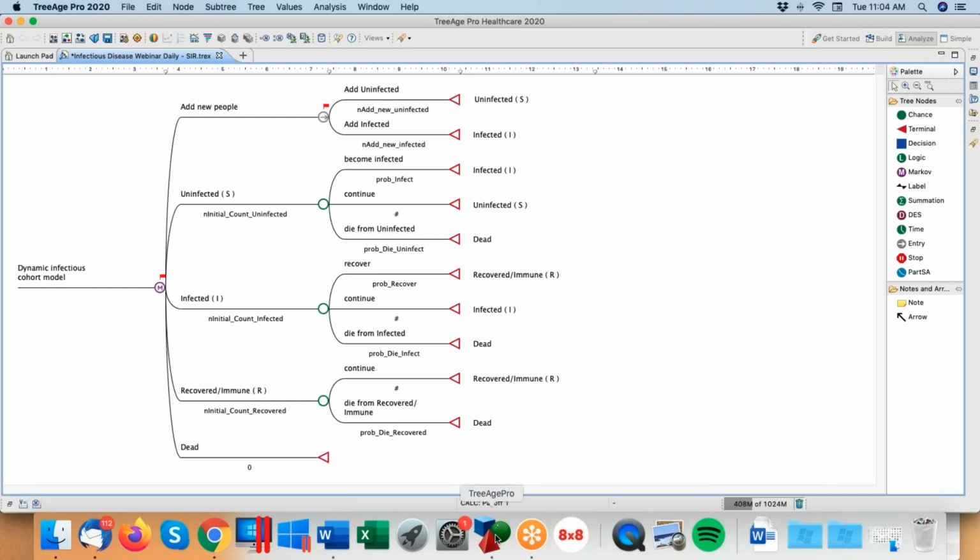We're going to talk about infectious disease models. And I know obviously with the current COVID-19 pandemic, it just seemed like a good topic that people might not know about it being included in TreeAge Pro.